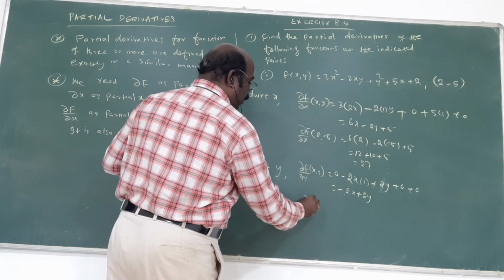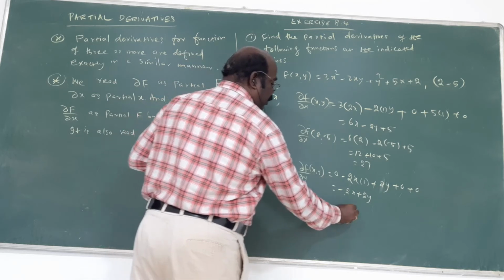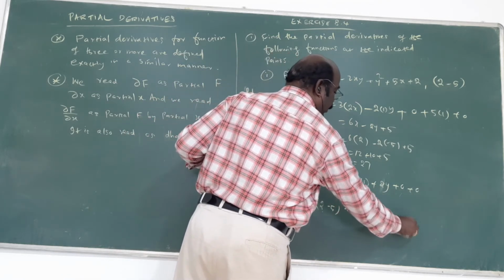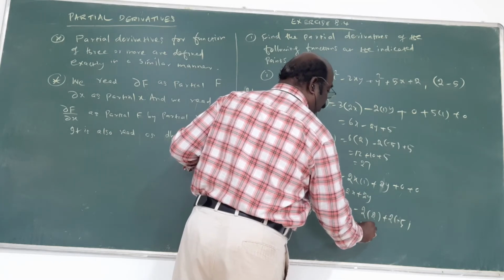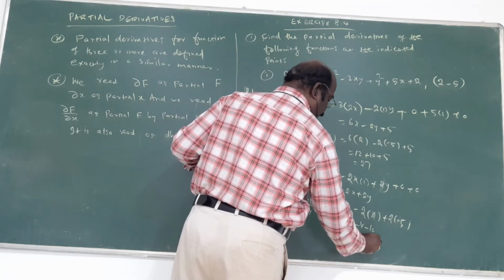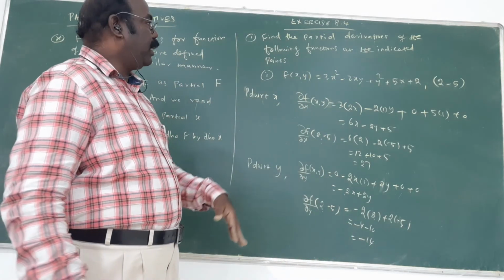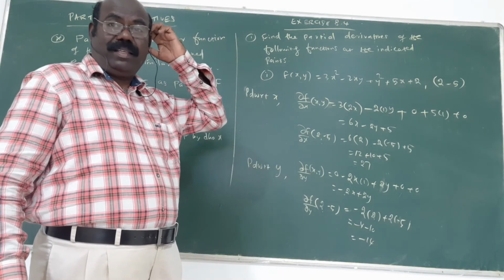Now what is it asking? It is asking for dou f by dou y at (2, minus 5). Minus 2 into 2 plus 2 is the minus 5. Am I right? Now what do we get? Minus 4 minus 10. That is minus 4. Put this answer.